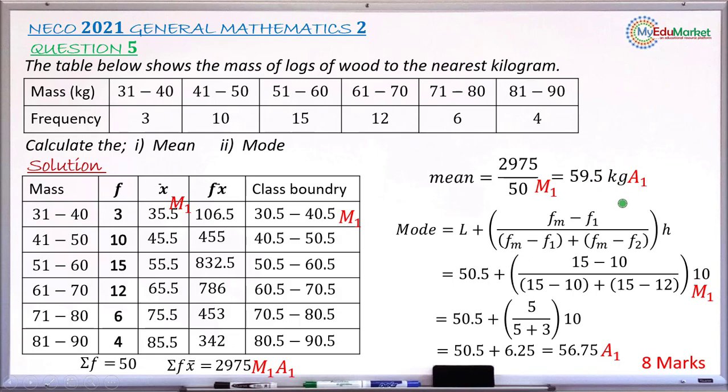Next mark is getting the class boundary. You have a method 1 mark. And substituting correctly your Fm, your F1, your F2, your H, and your L, you have a method 1 mark. And when you simplify and arrive at the final answer of 56.75 correctly, you have an accuracy 1 mark. So in total, if everything is done correctly in this question, you have 8 good marks.